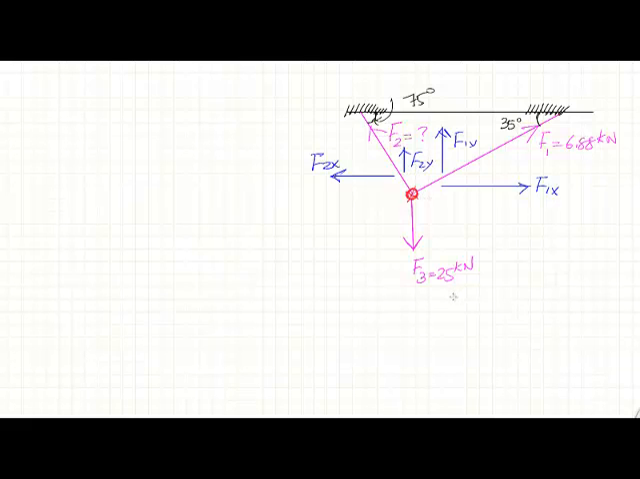And if you have noticed, f3 has only a vertical component, so we might say f3x is equal to 0, because it has no x component, and the y component is the same value as the force itself, so f3 is equal to f3y.